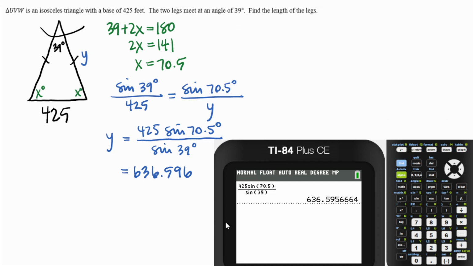Okay, and that's going to be all the examples I got for you in this video. Law of sines is useful, it's a good one, but it's not quite as good as law of cosines, which is what I'm going to be showing you in the next video.